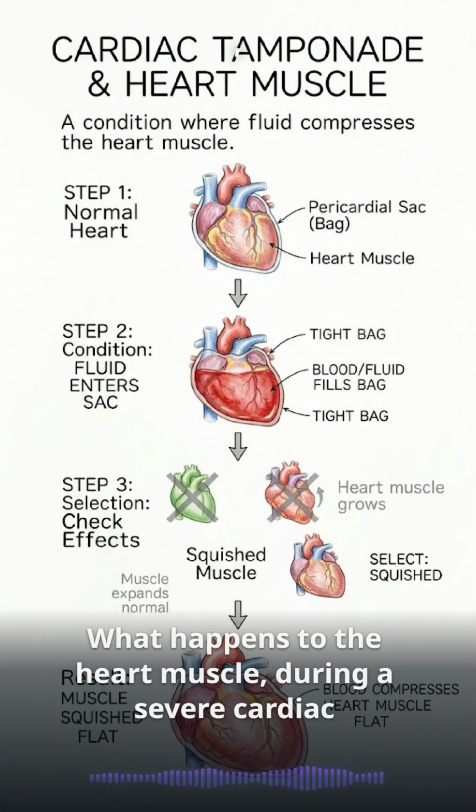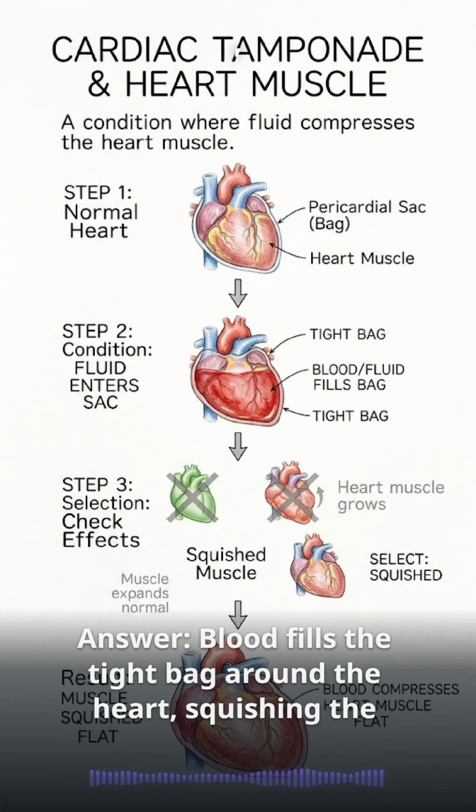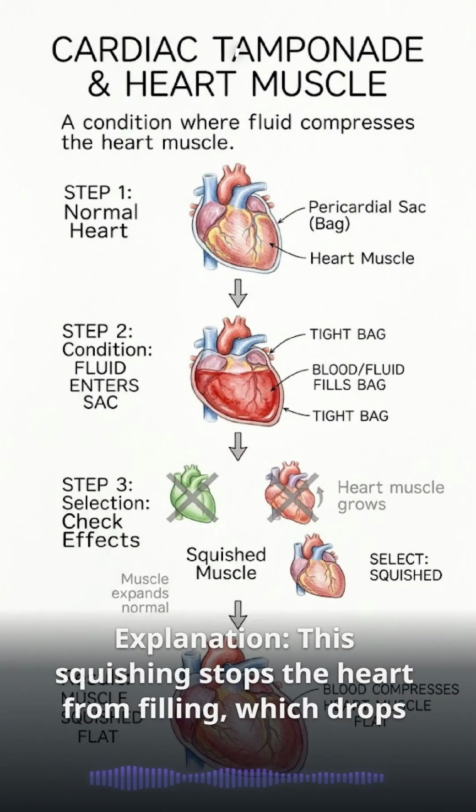66. What happens to the heart muscle during a severe cardiac tamponade emergency? Blood fills the tight bag around the heart, squishing the muscle completely flat. This squishing stops the heart from filling, which drops the patient's blood pressure down fast.